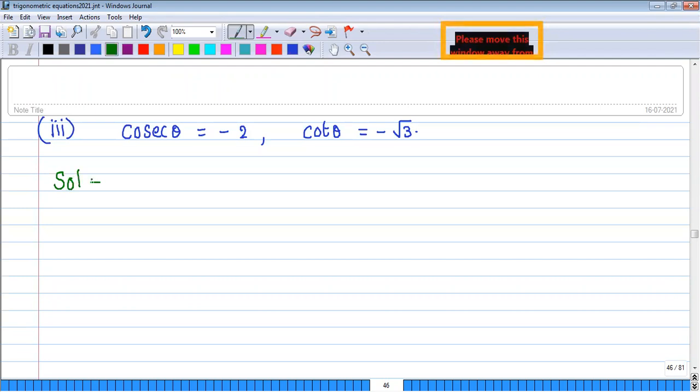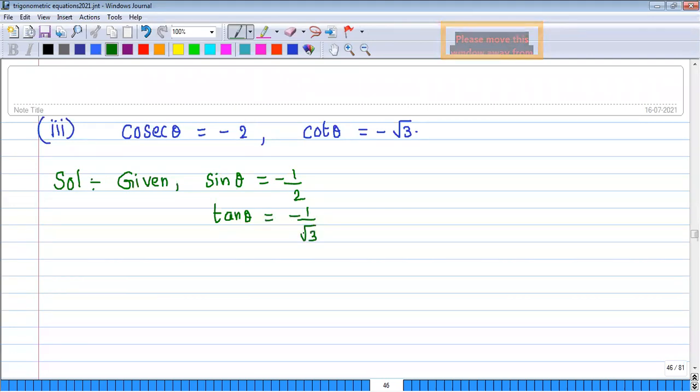See, given cosec theta, we can write sine theta is equal to minus 1 upon 2. Tan theta is equal to minus 1 upon root 3. So now both are negative. Tan theta is negative, sine theta is also negative, which means fourth quadrant only. Very good. That's correct. That implies theta lies in the fourth quadrant.